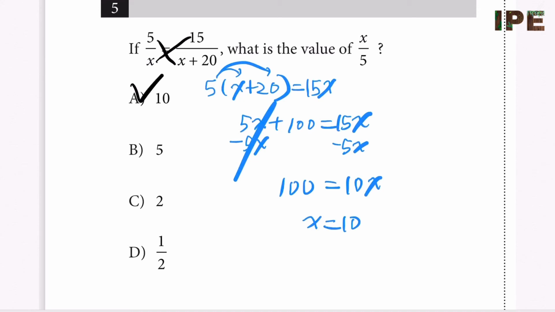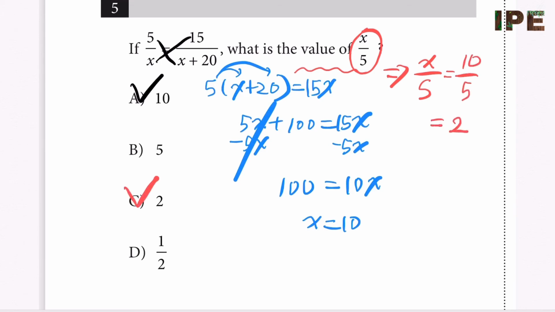No, I told you, don't forget your goal. Your goal is to find what? The value of x over 5. So your final answer should be x over 5 equals 10 over 5, which is 2. So this is the final answer.